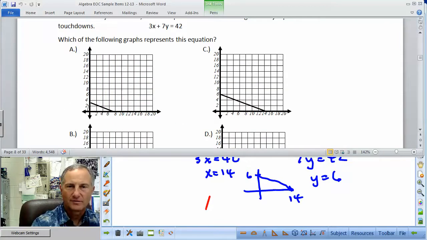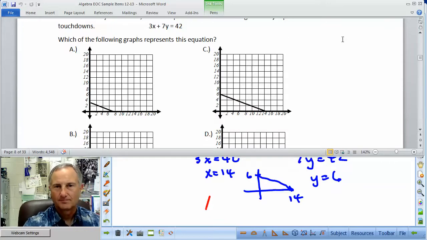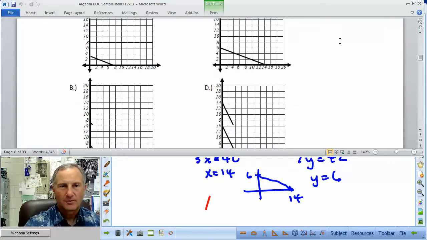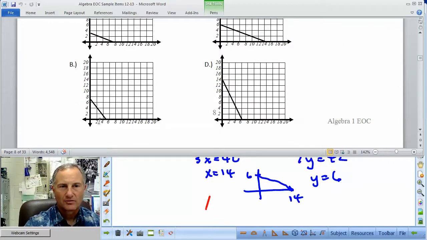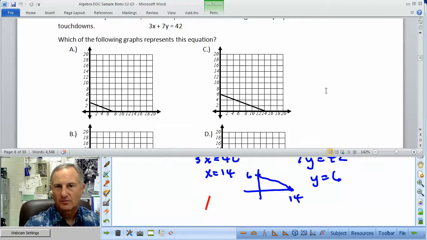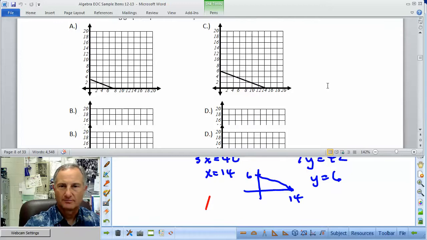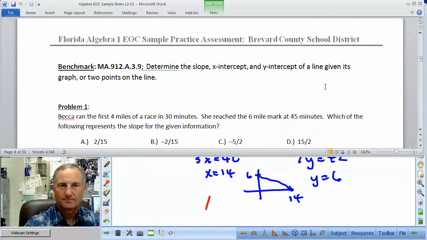Which of these two does that? Well, this one intersects at 3 on the y and 7 on the x. That's not it. 6 on the y, 14 on the x. Boom, there it is right there at C. And you can see from these down here, we're at 7 and 7. That's not going to work. And here we're backwards. We've got a y-intercept of 14 and the x is 7, so that's not going to work. So your answer here is C. Using x and y intercepts, we did quite a bit of that in class.